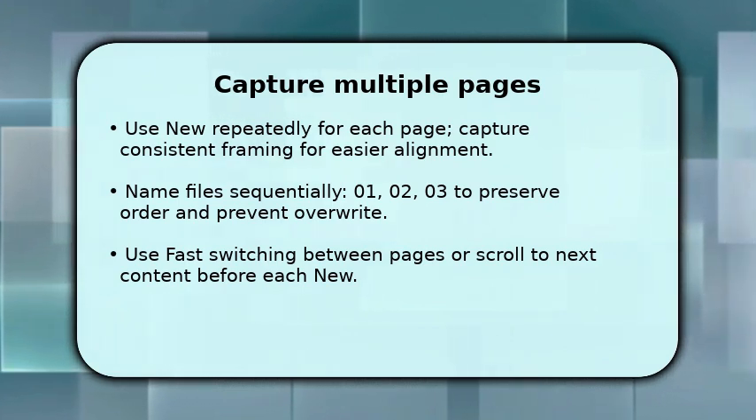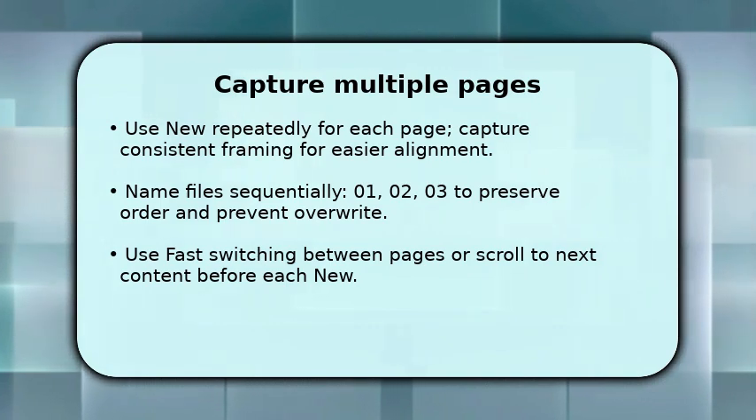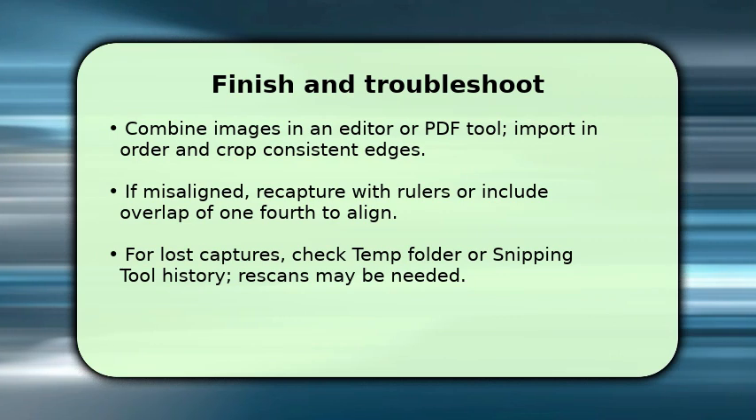If a page spans beyond one screen, capture overlapping sections for accurate stitching afterward. To finish, import your sequential snips into an image editor or PDF creator and place them in order, aligning edges and cropping uniformly. Once done, export as a single PDF or stitched image.